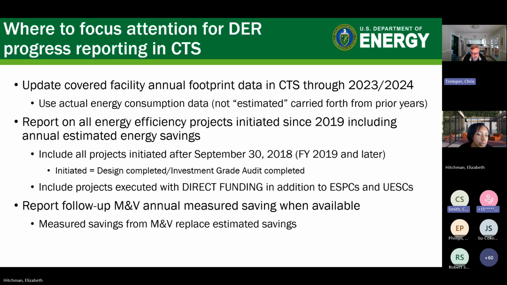And critically, make sure that you include projects executed with direct funding in addition to any ESPCs or UESCs reported. Those are also required to be reported under EISA. And you have, since 2019, about $91 million of projects from direct funds that need to be reported in CTS that you can claim credit for.